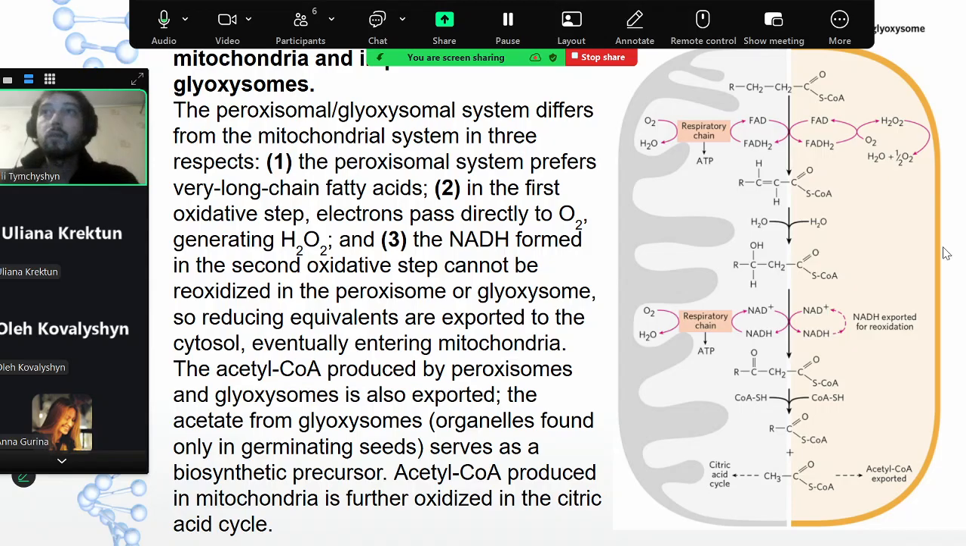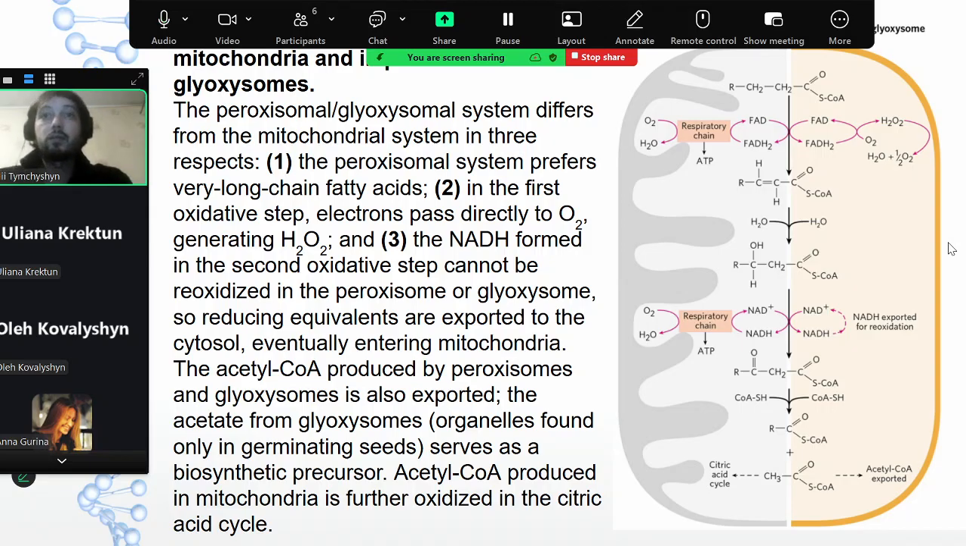Good. And the third, the NADH formed in the second oxidative step cannot be reoxidized in the peroxisome or glyoxysome, so reducing equivalents are exported to the cytosol and eventually enter the mitochondria. The acetyl-CoA produced by peroxisomes and glyoxysomes is also exported, so it is not used immediately here as it can be in the mitochondria.